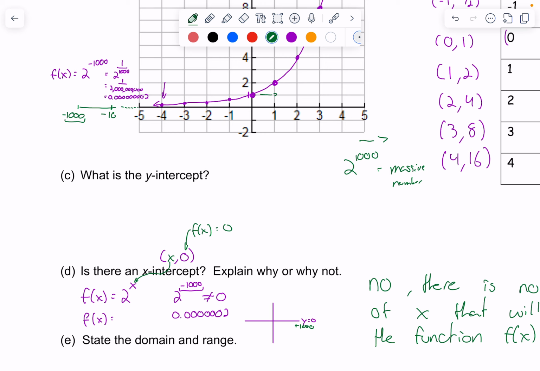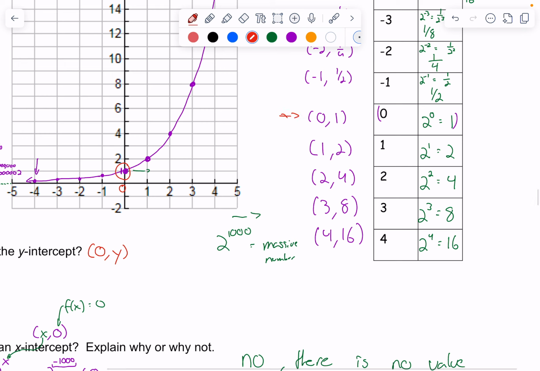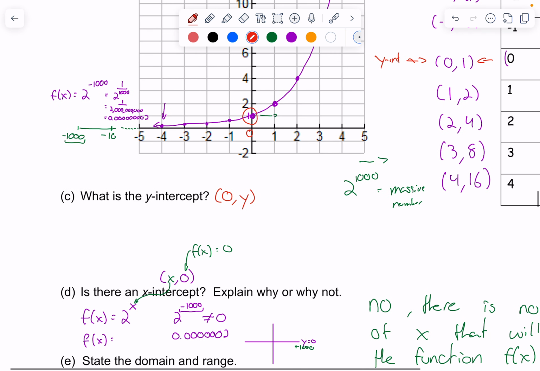What is the y-intercept? Well, the y-intercept happens when you're 0 on your x and at some y value. So 0 on the x is right here. What coordinate is that? Where are you 0 on your x? Right here. This is your y-intercept. So your y-intercept is at the coordinate (0, 1).